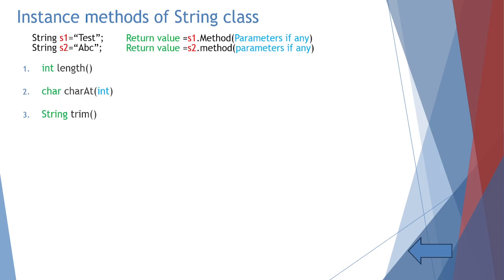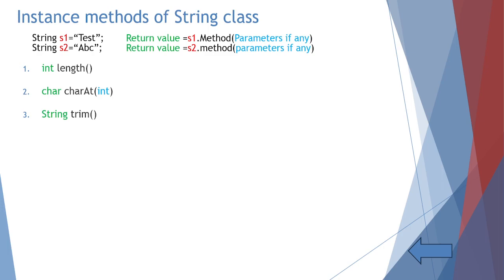For example, int length. length is the method name. It should be used with the help of the instance, s1.length, and it returns an integer. s1.length means how many characters are there in s1? 4 characters. So 4 will be returned by the method.